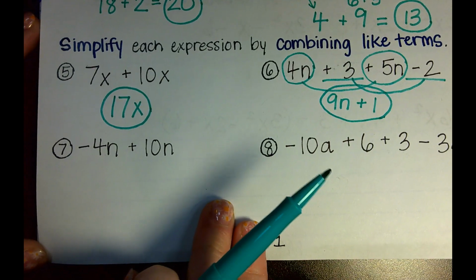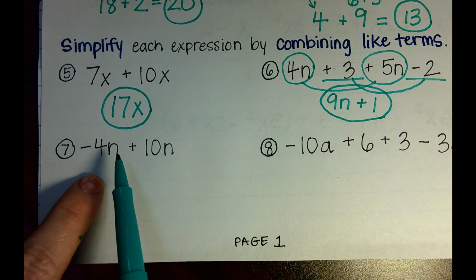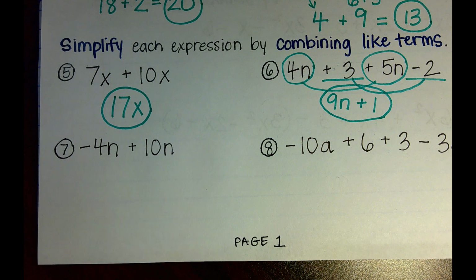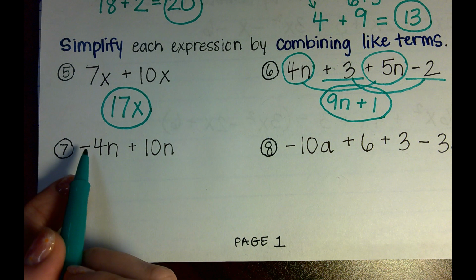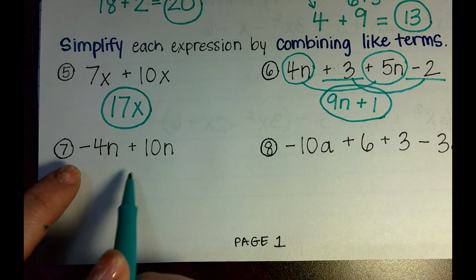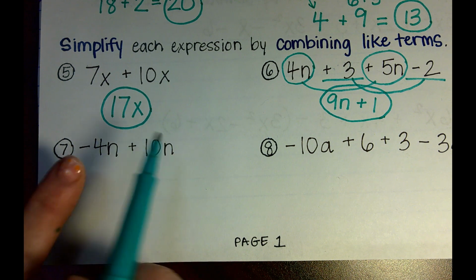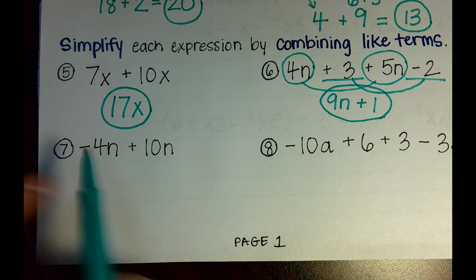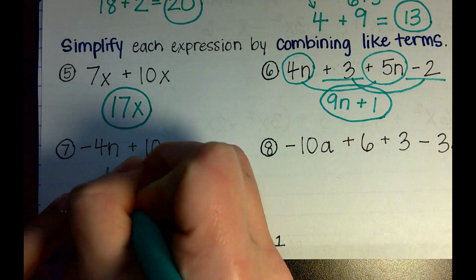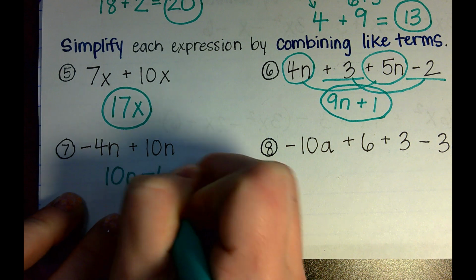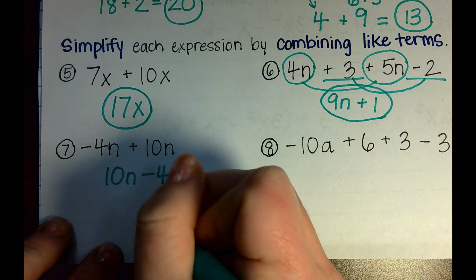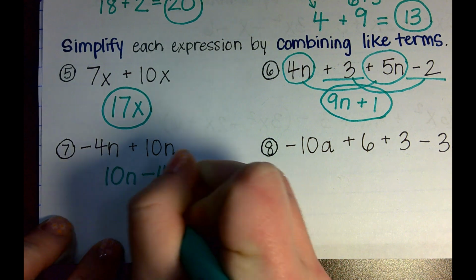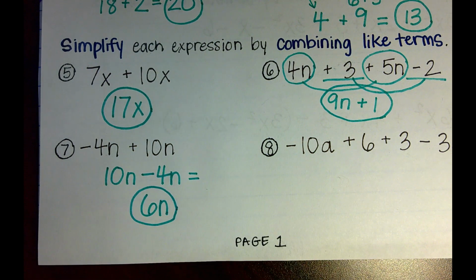Okay, let's look at number 7. Negative 4n plus 10n equals 6n. Yes, 6n. Remember, if I have a negative number and I'm adding a positive number, this is the same thing as subtraction. When you add a negative, you're just subtracting: 10n minus 4n. This is the same thing. You'll get 6n. Perfect. Do we have any questions on number 7?